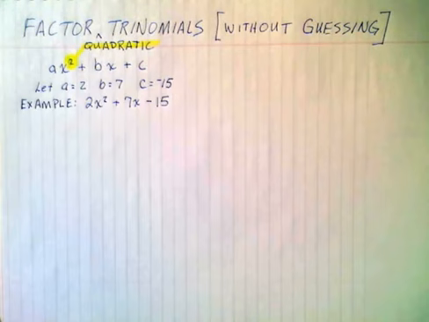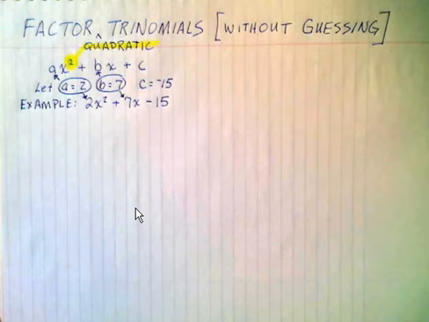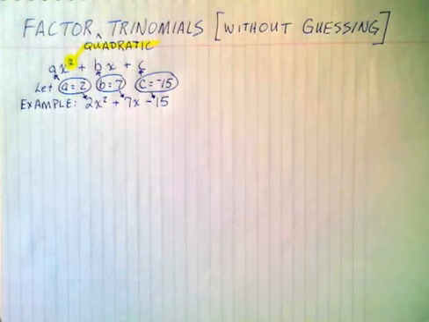Let's do the following example to demonstrate how to factor trinomials. Let a equals 2, b equals 7, c equals negative 15. How exactly do I get this example from those assignments? Well, if a is 2, a is the coefficient of the x squared term, so 2 goes in front of x squared. Similarly, b is 7, so 7 goes in front of the x. c is negative 15, so we have to remember to subtract 15.